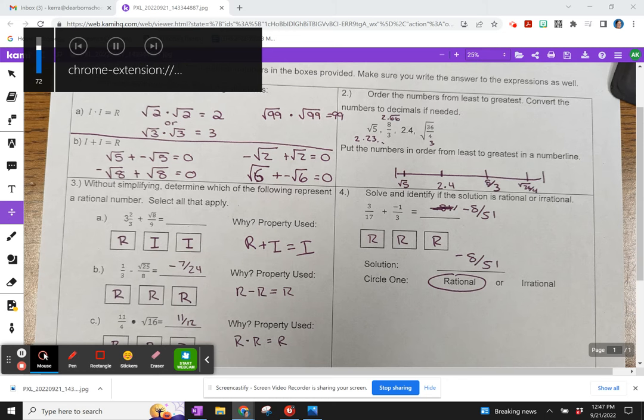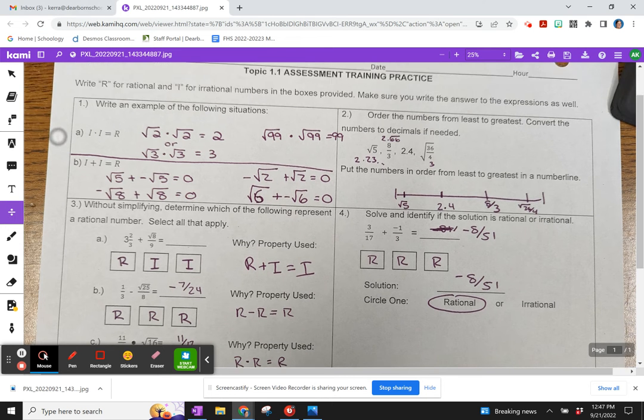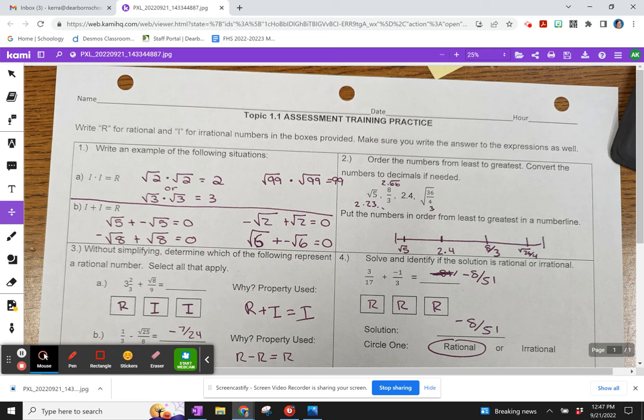Okay, in this video, I'm just going over the answer key to the topic 1.1 assessment training. So for number one, you've seen it on a couple worksheets by now. It's coming up with your own example of irrational times irrational gets you rational. Now that's a special case. There's only certain numbers that can work to get rational.